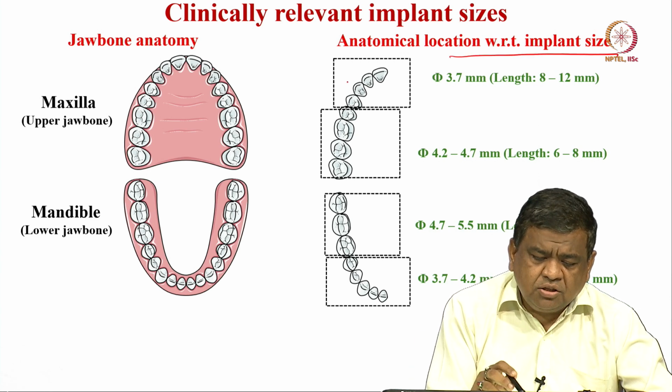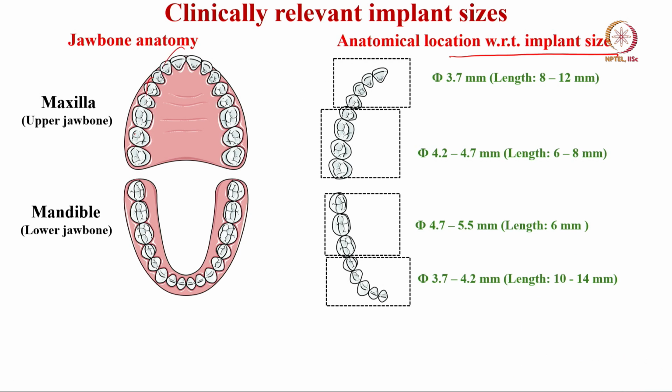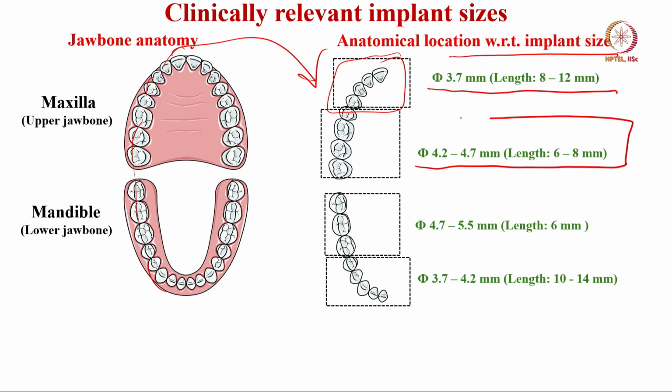Now, if you look at this top part, one of the cross sections has been shown here. If you look at this particular top part, it is 3.77 mm and length is 8 to 12 mm. So, most of the implants that the patients need, according to our experience, are around 4.2 to 4.7 mm diameter, and length is 6 to 8 mm.